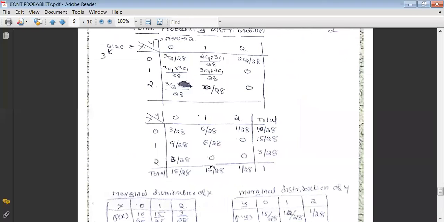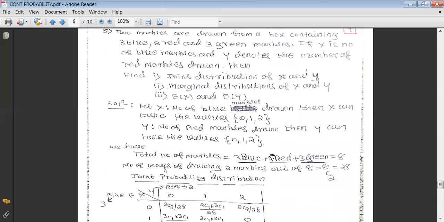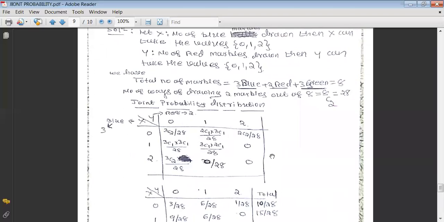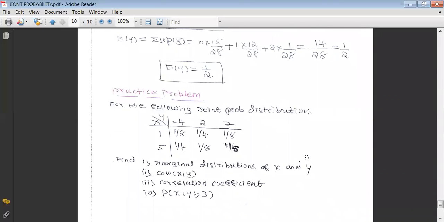Okay, this is all about the examples on the joint probability distribution. Here we will discuss 4 to 5 problems, and try to practice these problems. If you find any doubt, let us discuss further.